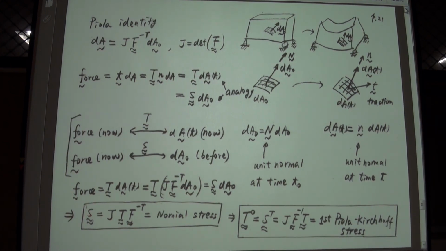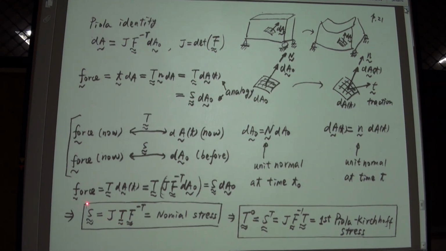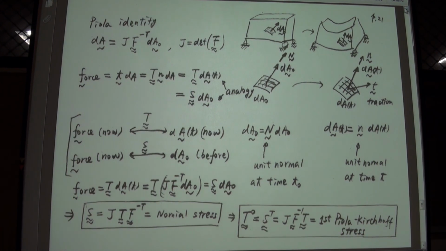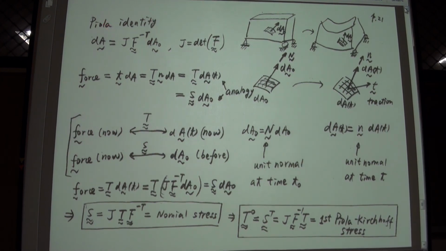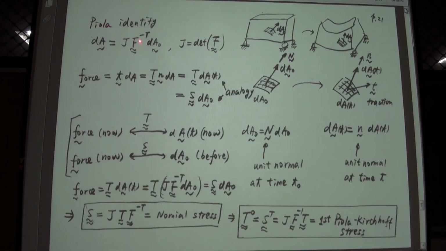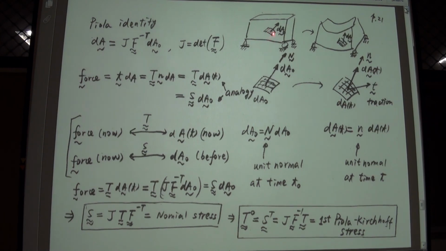Okay, now we want to find out the relation between the Cauchy stress and the Piola-Kirchhoff stress. Let us look at here. Cauchy stress times something equals the Piola-Kirchhoff stress. We first apply the Piola identity. What is the Piola identity? This is the identity related to two area elements. We have the dA here and dA0 here. They are connected by this relation.